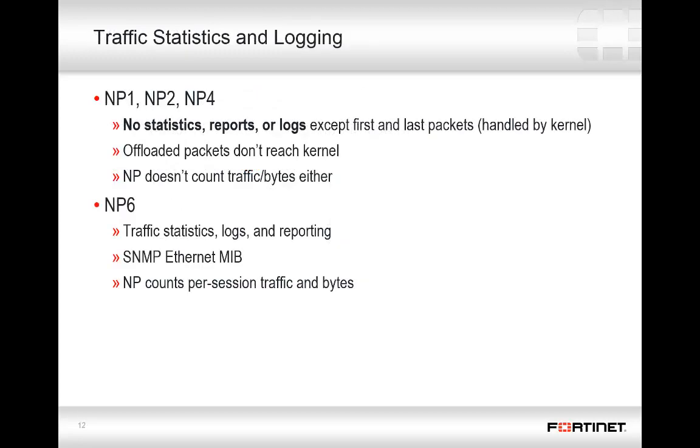So if NP is faster, is there any reason to disable it? We showed briefly that performance varies by NP generation, but features do too. The first 3 NPs don't support traffic statistics, no reports or logs, beyond the first and last packet in the IP session. So if your FortiGate has those NPs and you require SNMP polling, logs, or reports, you might want to disable NP. But the newest generation of NP, NP6, does count per session traffic in bytes. It also supports the Ethernet MIB for SNMP.